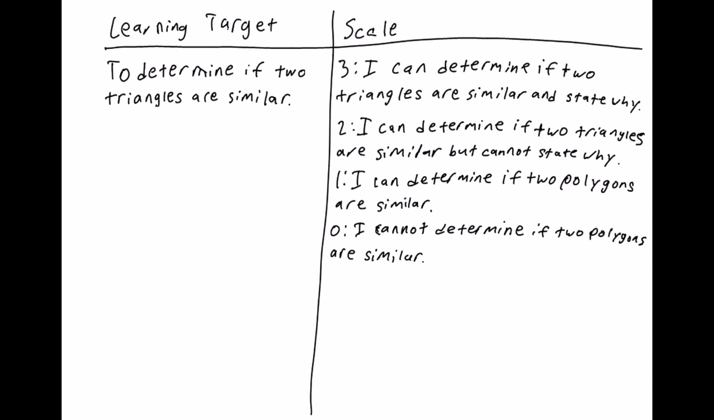The learning target for today is to determine if two triangles are similar. For the scale, a 3: you can determine if two triangles are similar and state why. 2: you can determine if two triangles are similar but cannot state why. 1: you can determine if two polygons are similar, which is the learning target from the last lesson. And 0: you cannot determine if two polygons are similar. Let's get started.